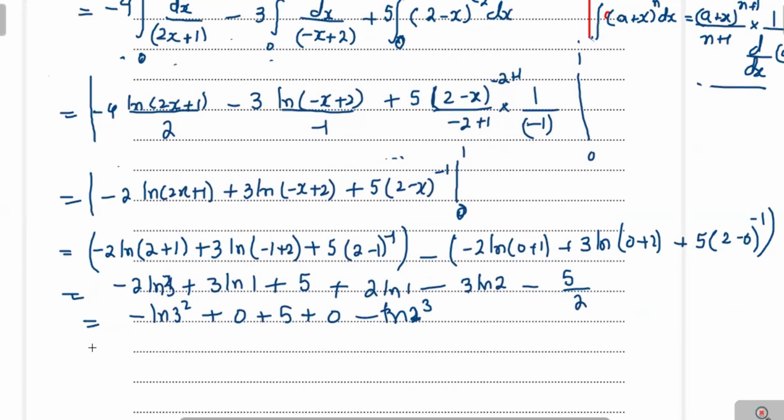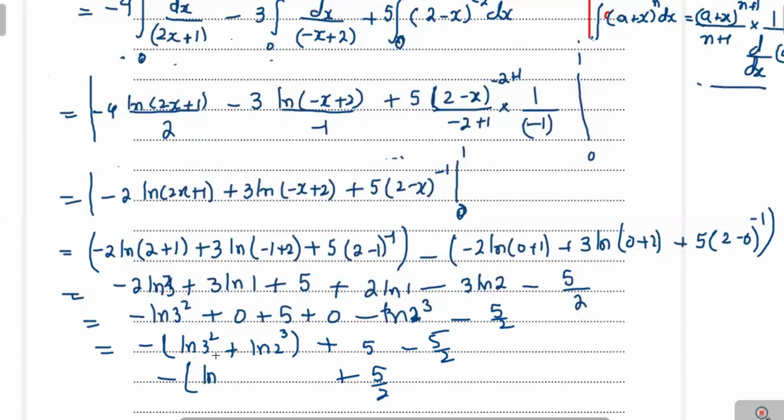Now we can write it as minus ln, minus is taken in common, ln 3 square plus ln 2 cube, plus 5 minus 5 over 2. Now we get plus 5 over 2, and that's equal to ln 3 square is 9 plus ln 8. Now we can write it's minus ln 9 plus ln 8. We use the product rule, ln 9 multiplied by 8 plus 5 over 2. Therefore, the answer will be equal to 5 over 2 minus ln 72. 9 8s are 72. This is the answer.